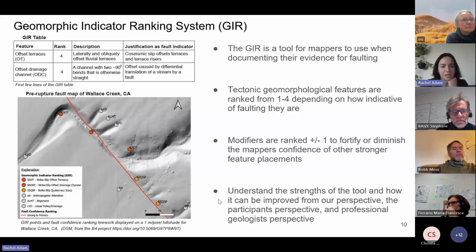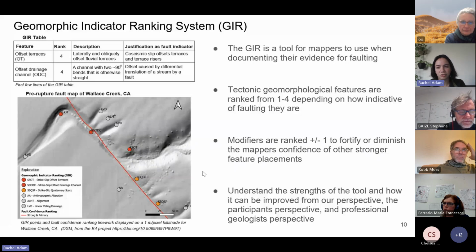And below here, you can see an example of this from Wallace Creek in California along the San Andreas Fault, where you've mapped a couple features: the offset terraces, offset drainage channels, quaternary scarps, and then these gray are the modifying features where there's anthropogenic alteration, alignments, and linear valley drainages. We wanted to understand the strengths of this tool, and we wanted to introduce it to the class and to the hired consultants to see from their perspective if there is a strength and how we can improve upon it.